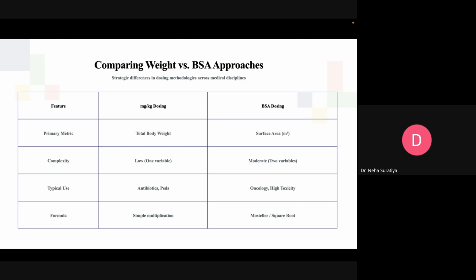I will let you know how to calculate if the weight is given in pounds. Everything is coming, don't worry. Two patients have the same BSA but different body composition. I will let you know. The next topic is on that only, composition.